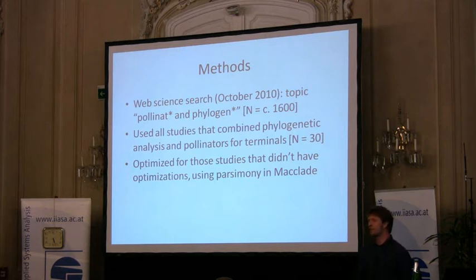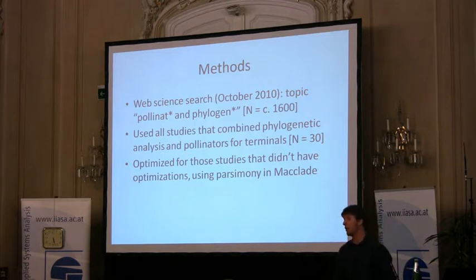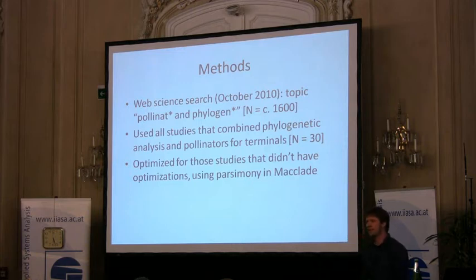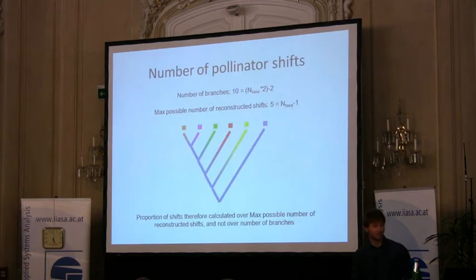Then I took all the studies which presented phylogenetic data as well as pollinator data for the terminal species, which reduced the data set dramatically to only 30 species. In few cases, the pollinators were actually not optimized in these studies, which I then proceeded to do using parsimony and MacClade. The first thing I recorded was the frequency of pollinator shifts.